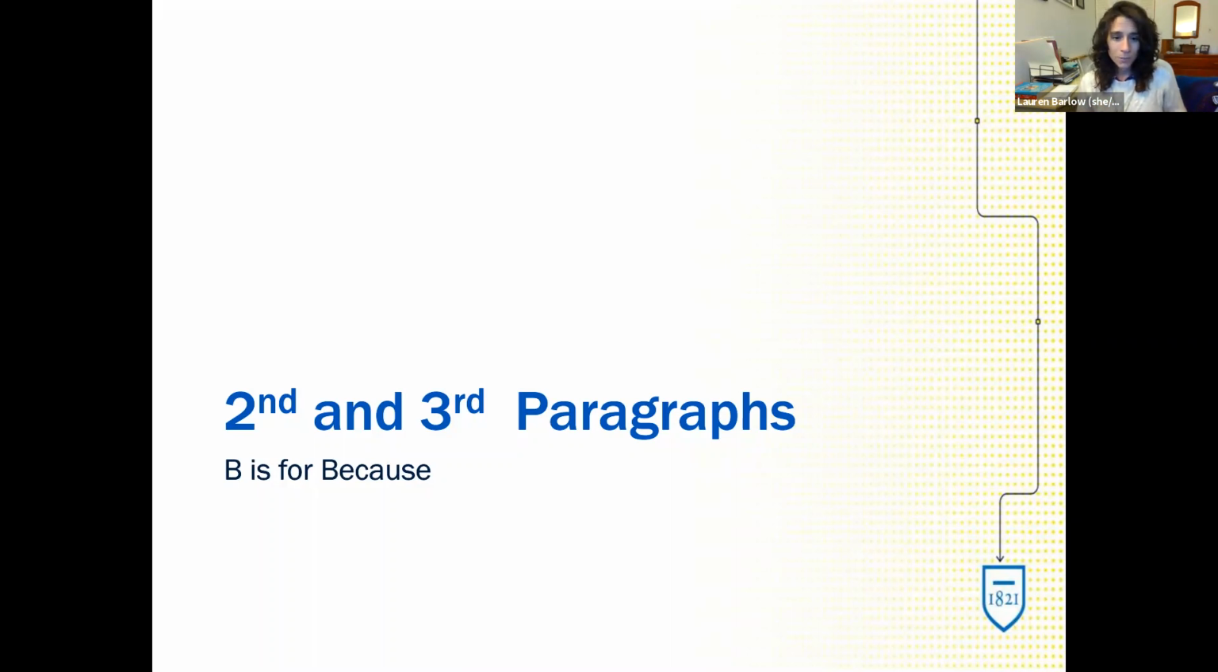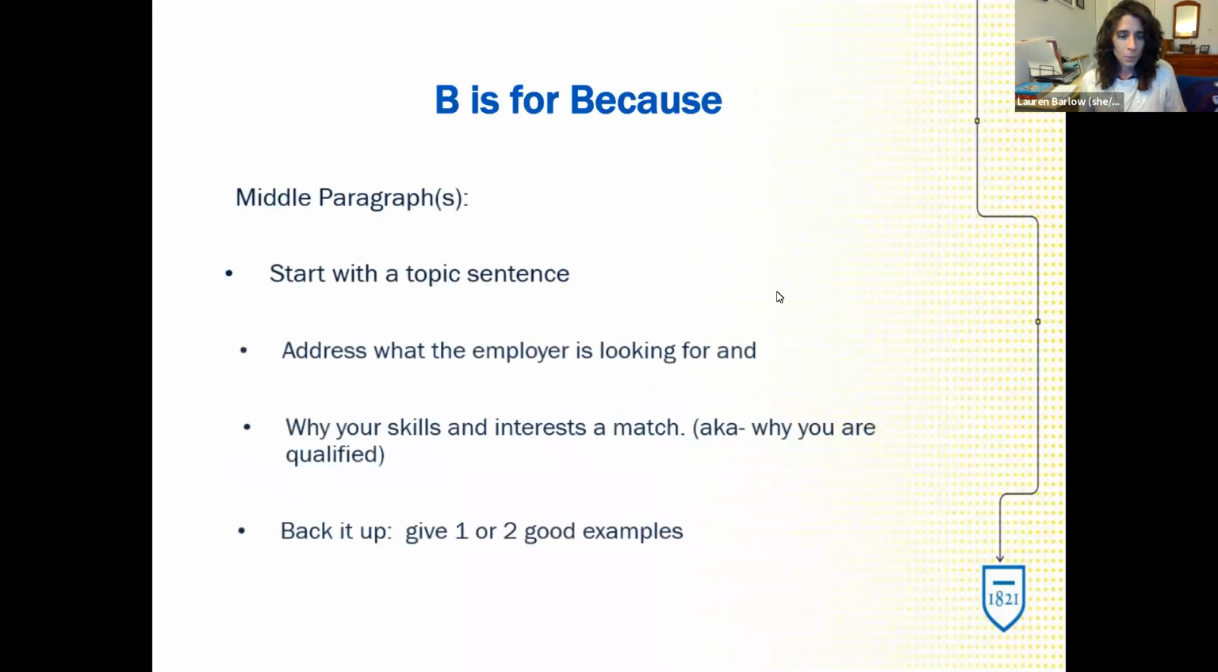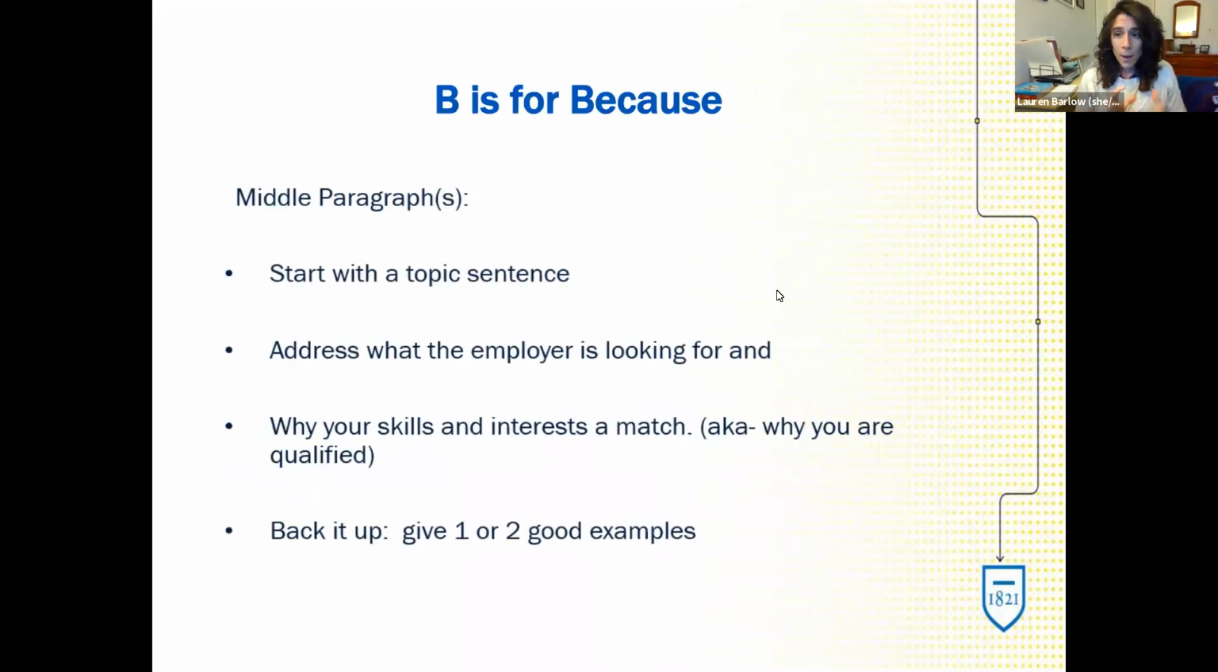So now let's jump in and talk about how to write those middle paragraphs, the second paragraph or the second and third paragraph, depending on how many experiences you want to elaborate on for your future employer. The middle paragraphs, we call these the because paragraphs. So A, B, C, this is the B section.